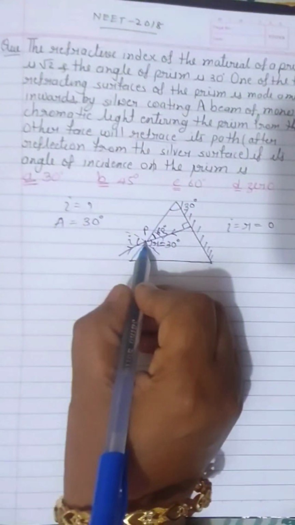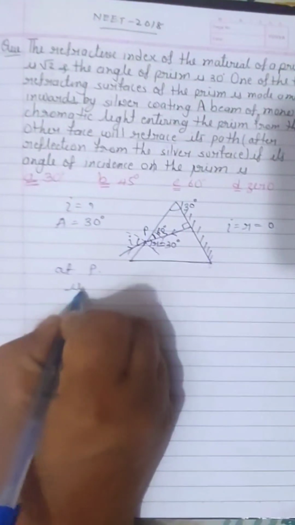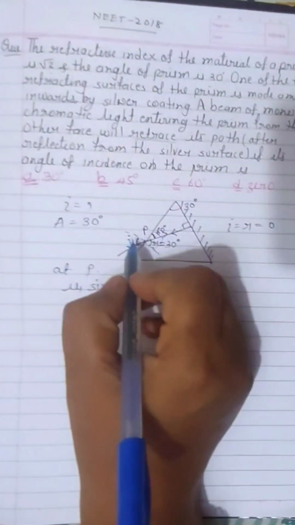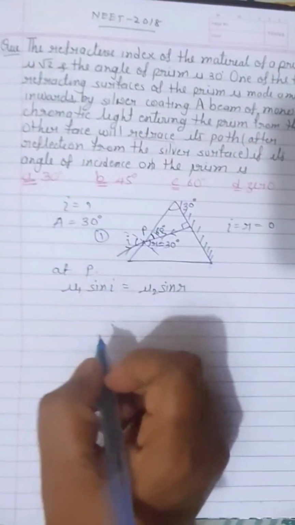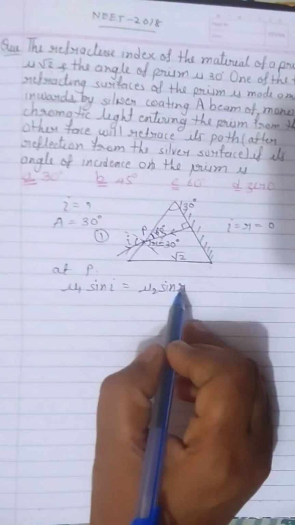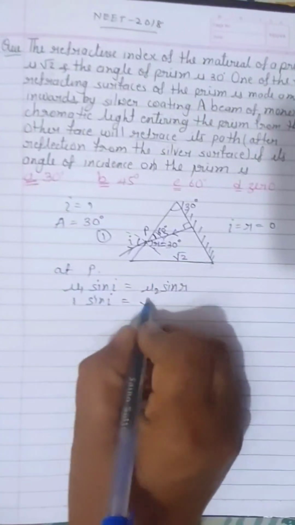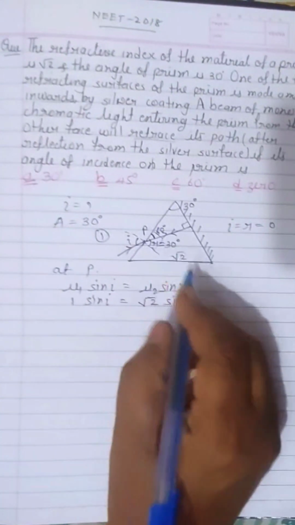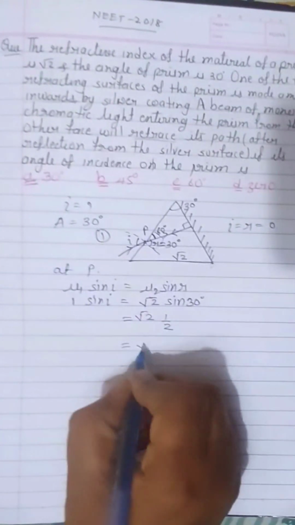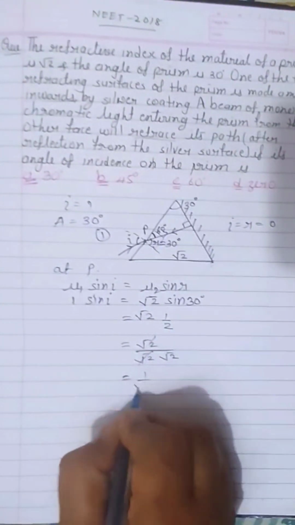So at point P we can apply Snell's law. At point P, using Snell's law, we can write mu1 sine i is equal to mu2 sine r. Mu1 is 1 because for air refractive index is 1 and refractive index of this material of a prism is given, √2. Angle of refraction r is 30 degree. So here 1 sine i is equal to mu2, given as √2, sine r, where r is 30 degree. So √2 sine 30, sine 30 is 1/2.